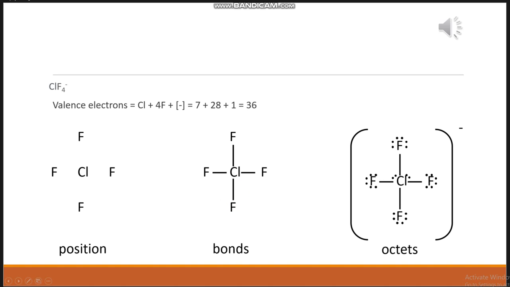And then we will fill in the octets by providing each fluorine with 6 electrons, accounting for 32 of our 36 electrons. So, using the expanded octet rule, we will add 4 more electrons to the chlorine to make up our 36. And of course, square brackets and a negative charge.